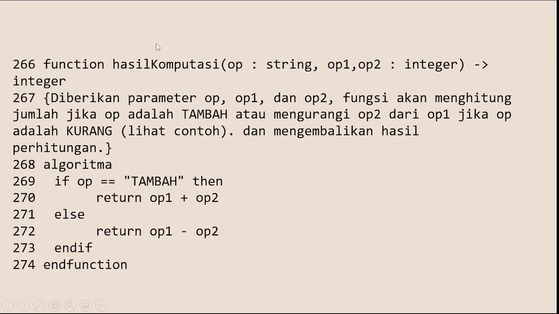And then for the computation function, it will take the parameter of the operator, and it will also take the parameter of the operands, and it will check if the operator is subtract or add, and if it's add, then it will return the add operation of operand 1 and operand 2, and if it's subtract, it will return the subtract operation of operand 1 and operand 2. So it will do the arithmetic equation in accordance to the operators.